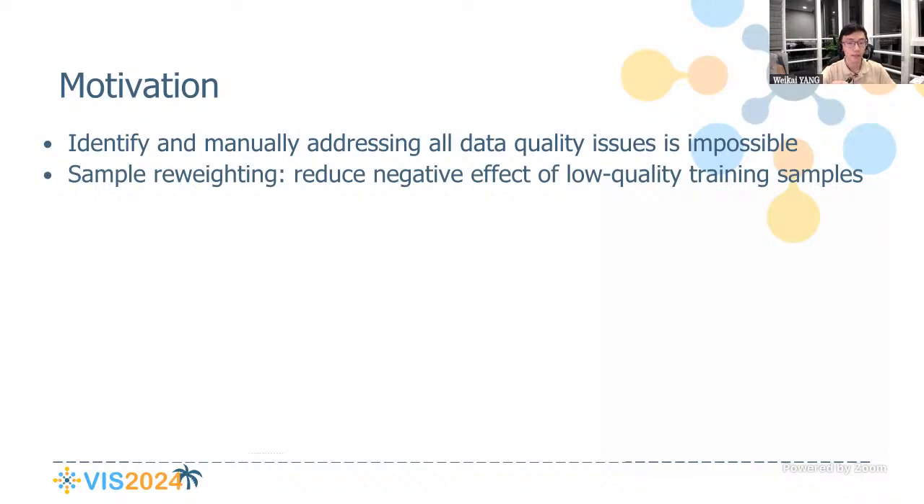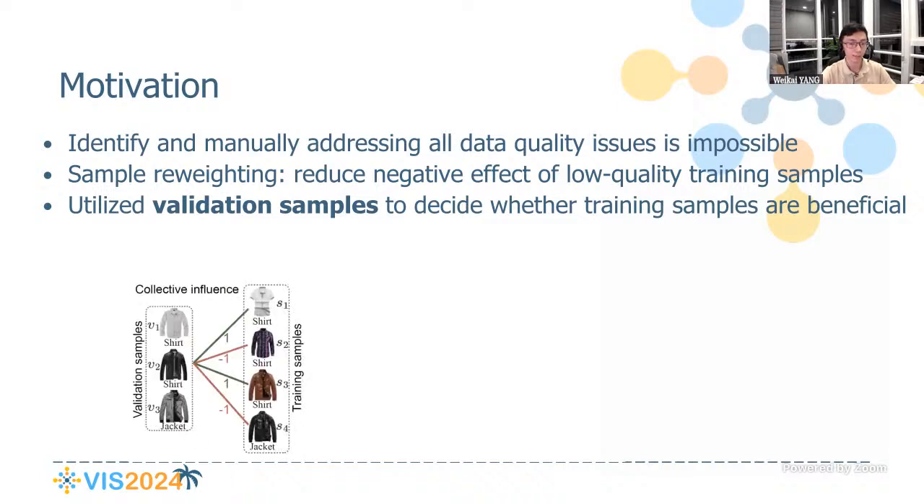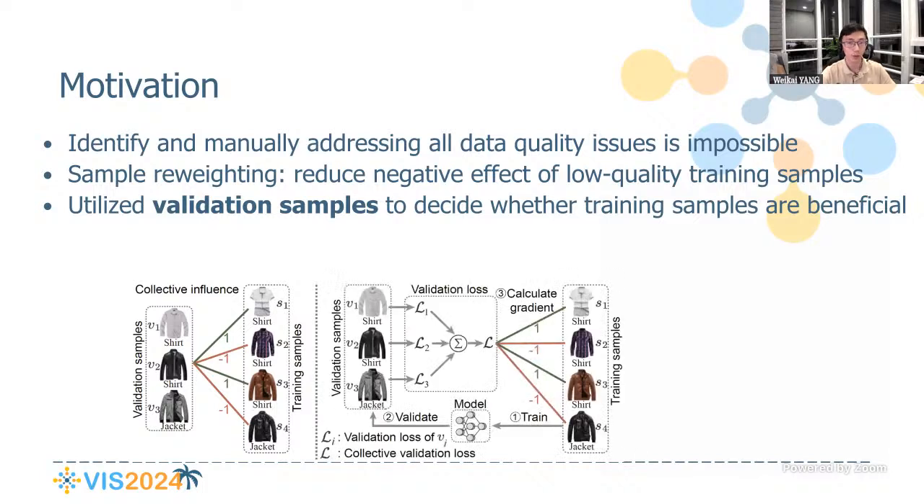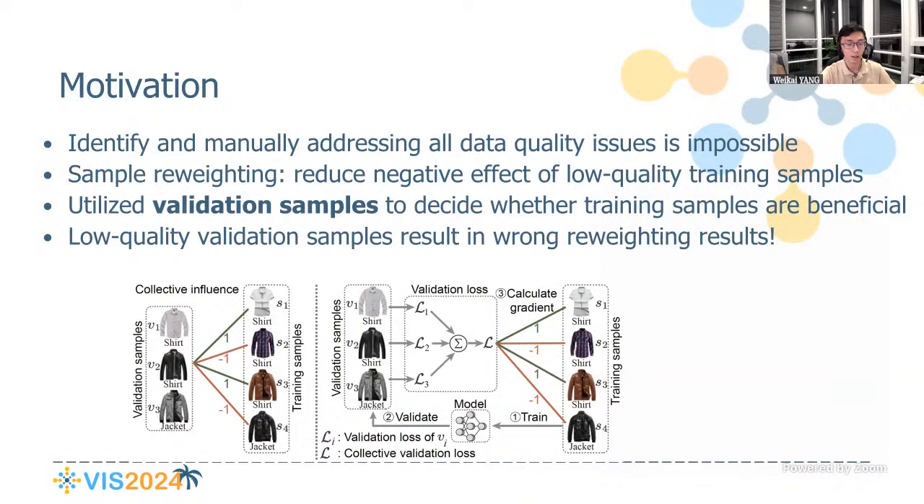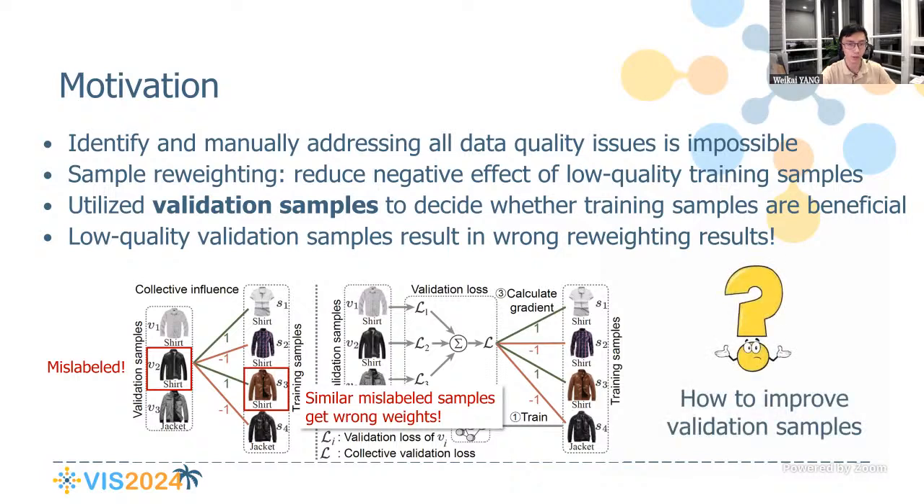The state-of-the-art methods use a few validation samples to decide whether the training samples are beneficial to the model. Specifically, it first calculates the model performance on validation samples. Then a higher weight is assigned to the samples that increase the performance, and a lower weight to the samples that decrease model performance. But in practice, there are still some low-quality validation samples which can cause wrong reweighting results. For example, the jacket here in the validation sample is mislabeled as shirt, and you can see that some more training samples which are also jackets but mislabeled as shirt are now considered beneficial to the model and assigned higher weights. So we need to efficiently identify these low-quality validation samples and then improve them.